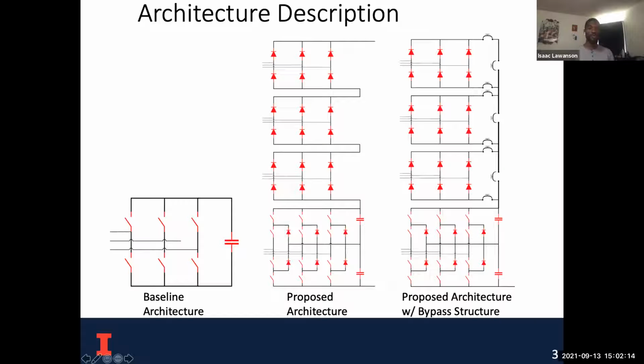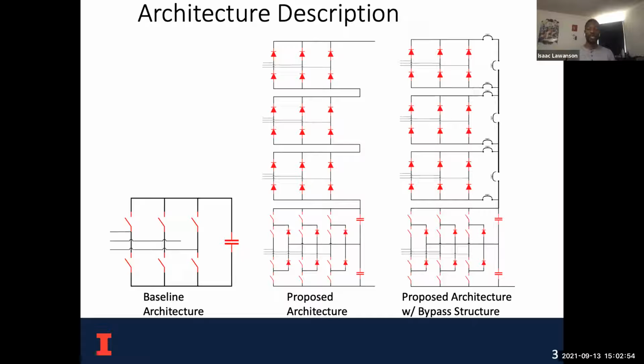So first off, we have these three architectures that we're going to be looking at for the rest of this presentation. We have the baseline architecture, which is what we're using to run our comparison with. It has 6 active switches and 1 capacitor. And then we have the proposed architecture, which has 3 passive rectifiers over here, 1, 2, and 3, and then this active rectifier. In total it has 24 diodes and 12 active switches and 2 capacitors.